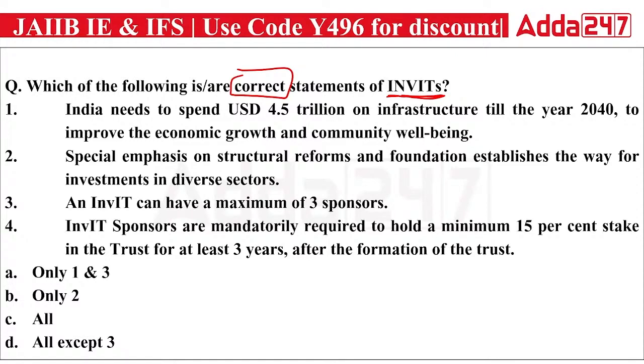Second is saying special emphasis on structural reform and foundation establishes the way for investment in diverse sectors. Third, InvITs can have a maximum of three sponsors. Fourth, InvIT sponsors are mandatorily required to hold a minimum 15% stake in the trust for at least 3 years after the formation. So now you have to answer which of the following are correct about the infrastructure. A, B.